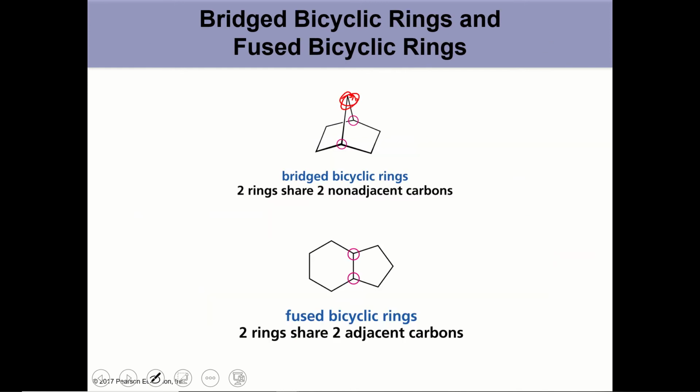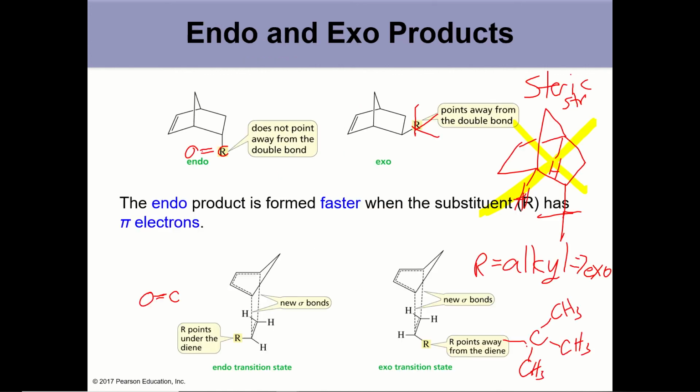Okay, so bridged bicyclic rings are when we have two rings that share two non-adjacent carbons. So they're not adjacent, which means they're not 1-2, they're 1-3, 1-4 or more carbons apart. Fused bicyclic rings are when the two carbons shared are adjacent carbons. They're neighbors.